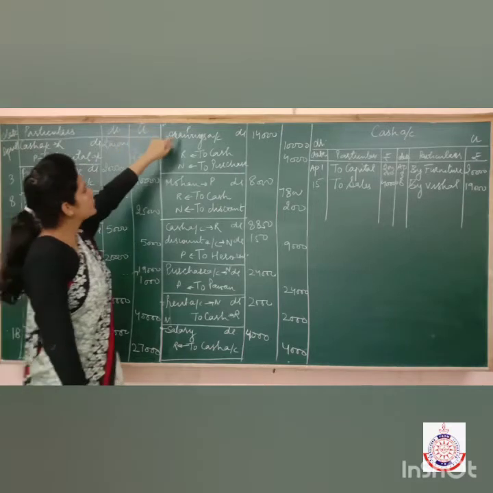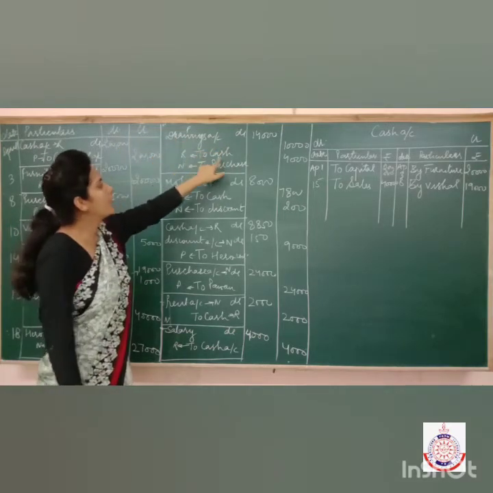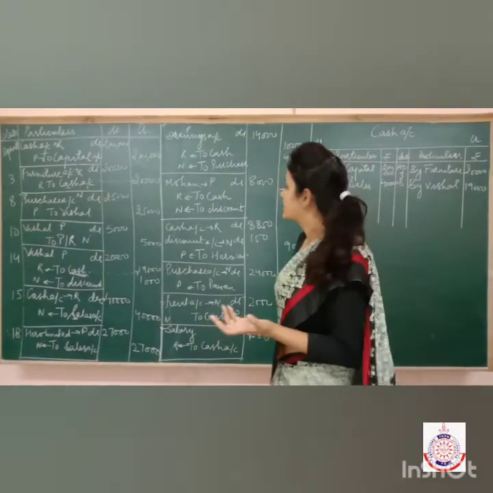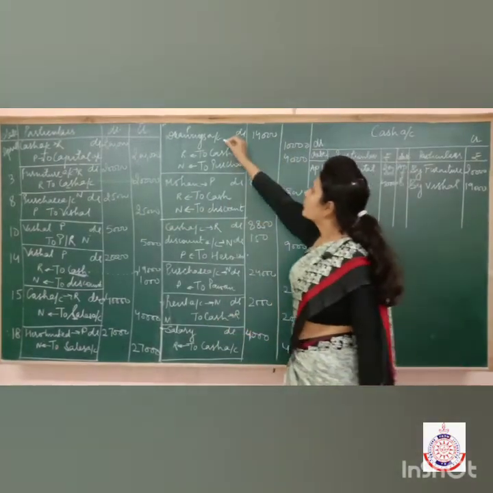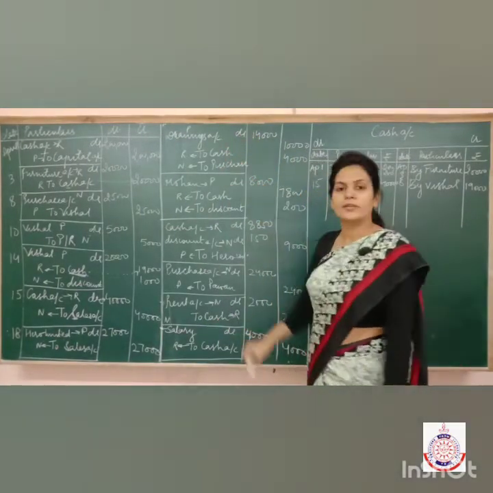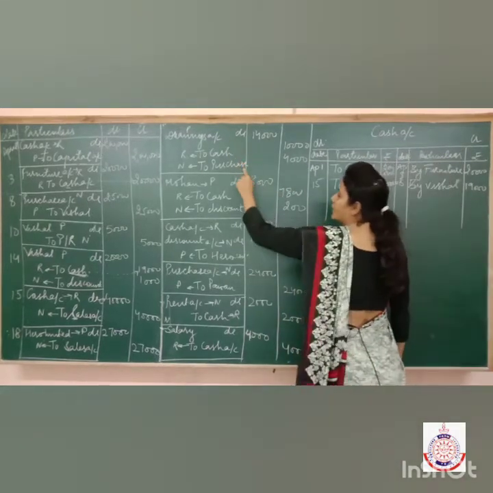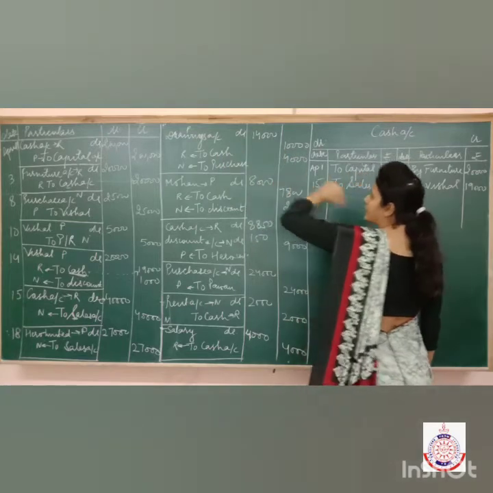Now next is drawings account debited to cash to purchase. Again it is a compound entry because here there is one account on debit side and two accounts on credit side. Got it? But out of these three, which account am I preparing here? I am preparing cash account here.